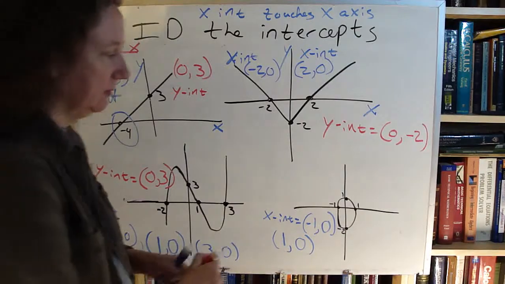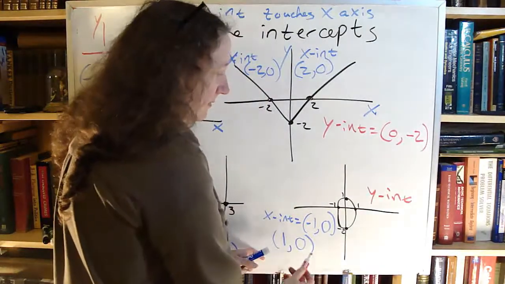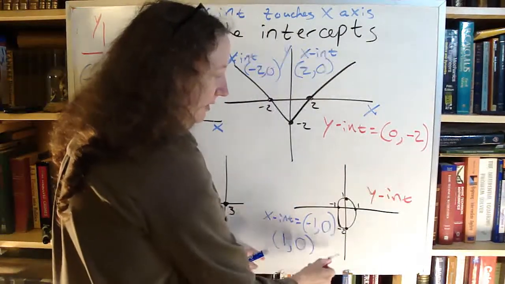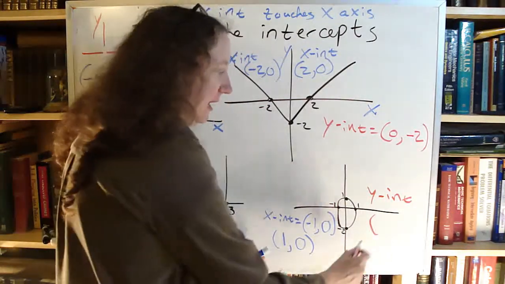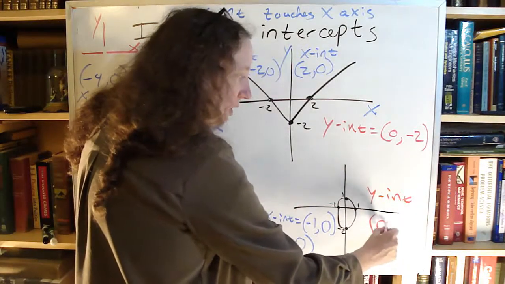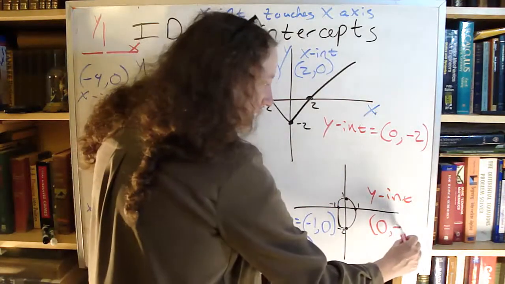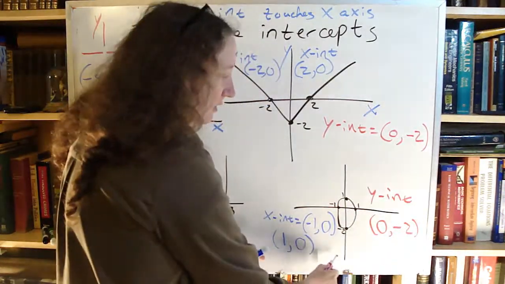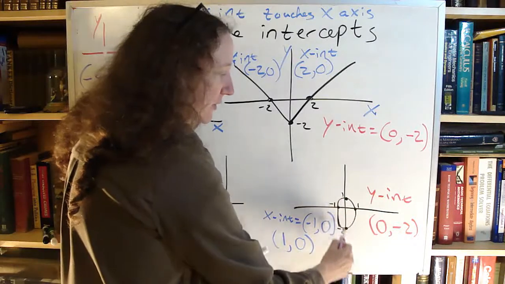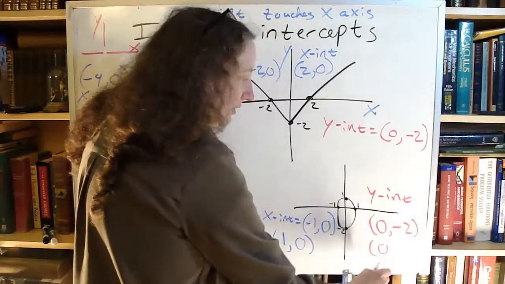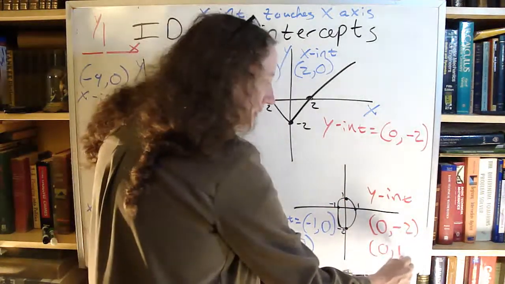Looking at my y-intercepts, going from the bottom to the top. The first one I see is at negative 2. What is my x value for that? 0, comma. What is my y value for that? Negative 2. Continuing up, I see a second one. What is my x value for that? 0. What is my y value for that point? Positive 1.